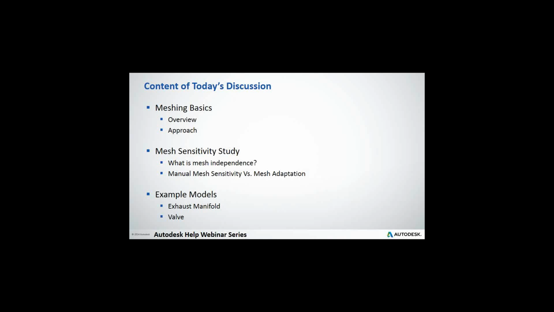Marwan and Matt are going to be talking about the mesh sensitivity study and how we help you get mesh independent results, where they're going to be explaining how to use the manual mesh, the manual mesh sensitivity study, and also the automatic meshing sensitivity, which is also called mesh adaptation in Autodesk CFD. During this workflow, they're going to be explaining these processes using example models like the exhaust manifold and the valve.